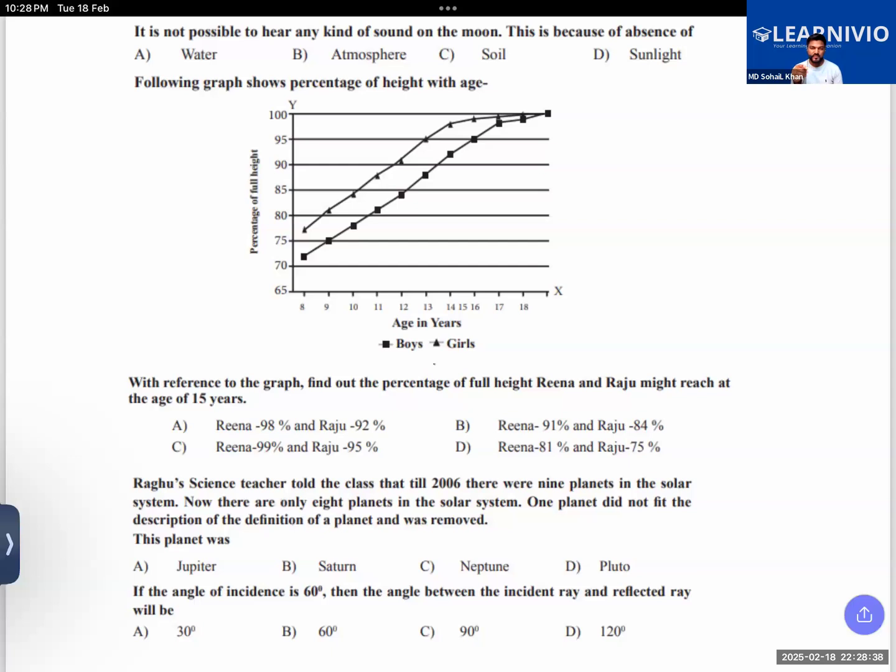Should I repeat the formula for you? Yes. The formula to calculate is, listen carefully: full height in centimeter equals present height in centimeter divided by percentage of full height, multiplied by 100. The fraction will be multiplied by 100. Present height by percentage of full height, and that is multiplied by 100, like a upon b multiplied by 100. Do the calculation quickly.